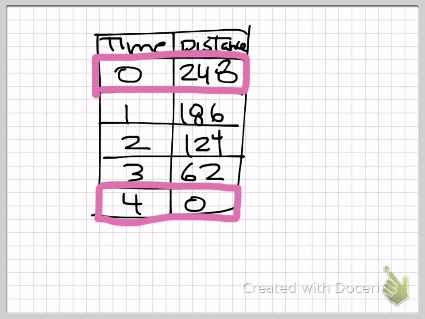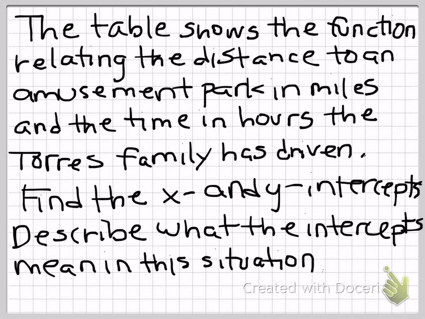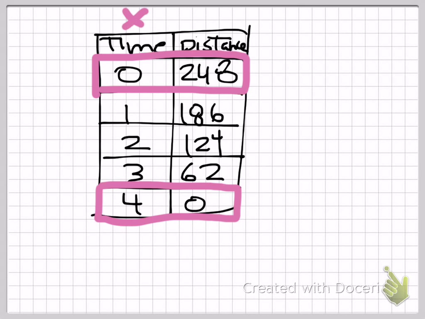Let me scratch that. Here, let's go back to the beginning. Sorry. It says the table shows the function relating the distance to an amusement park in miles and the time in hours. Oh, I'm sorry. Look, I found it. Has driven. Okay? So in this case, the time is not going to depend on the distance. The distance that they've driven is going to depend on how much they've driven already. Okay, so that would make this x and this y. And y is always your dependent variable, so that makes distance dependent.